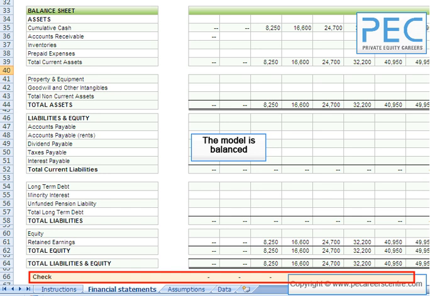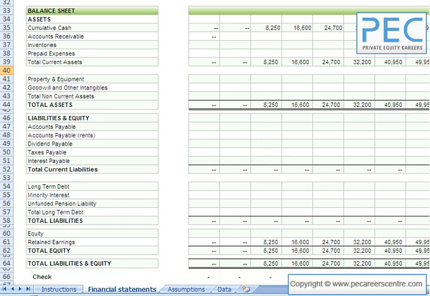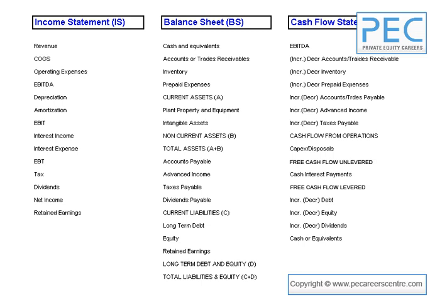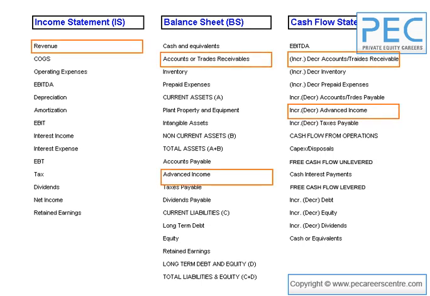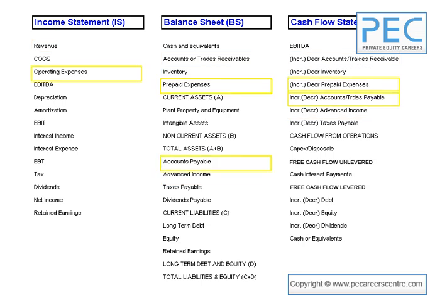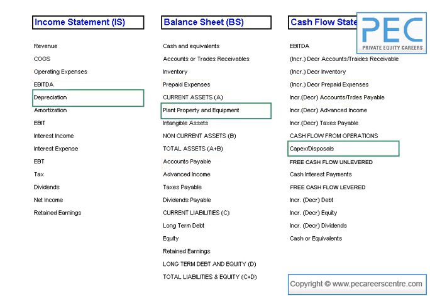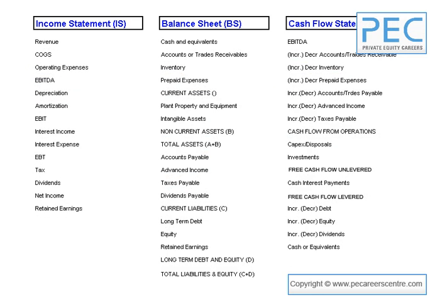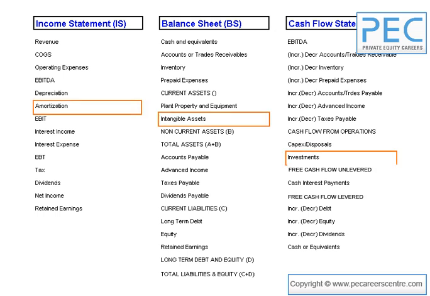Now you would move on to do the workings for the next assumption. Take a moment to see the relationships between the different operating accounts. Take a moment to see the relationships between the different accounts in the financing model.